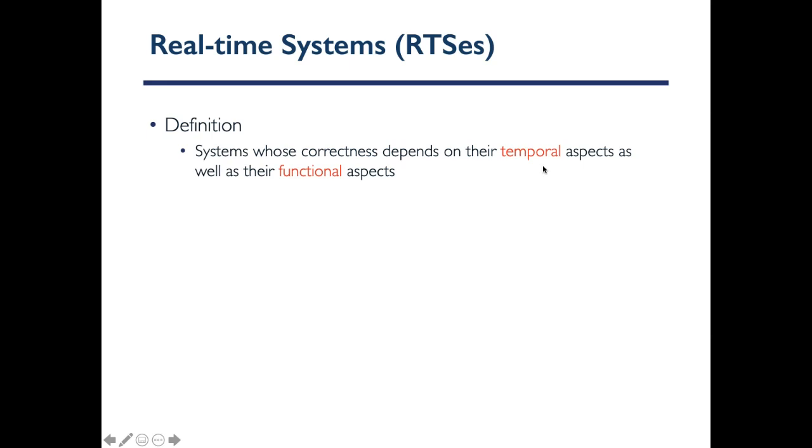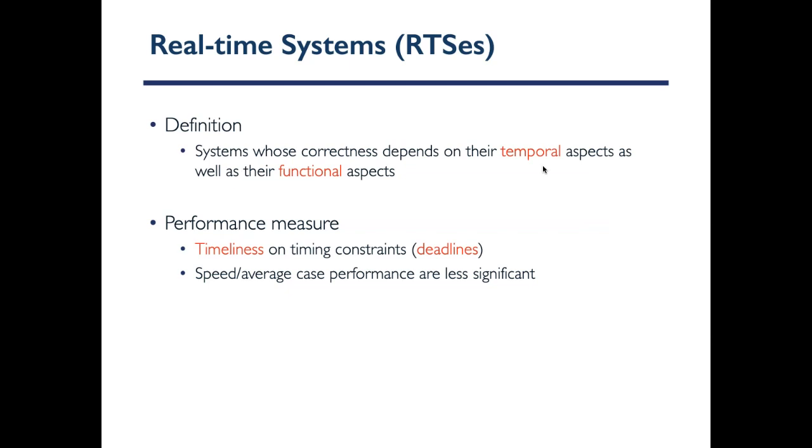So a real-time system is defined by its temporal aspect as well as its functional aspect. So what we want from a real-time operating system is its timeliness, its ability to deal with the temporal aspect of a system. So usually when we talk about temporal aspect, what we really mean is that we have tasks in the system that have deadlines and strict time constraints.